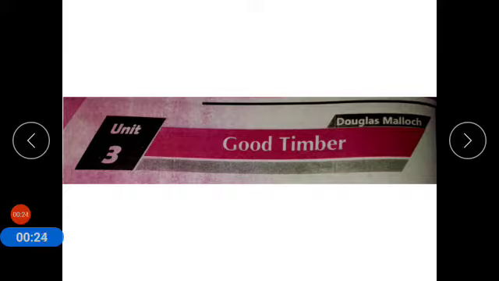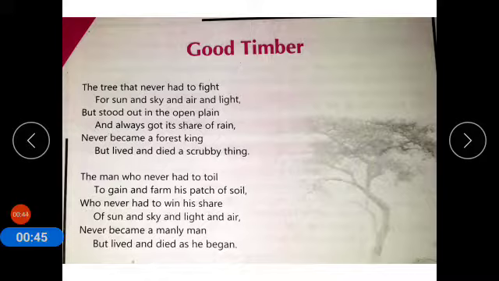Good timber means... timber is wood used for making furniture or in making homes. Good timber, अच्छी इमारती लकड़ी. First of all, I'll introduce this poem to you.